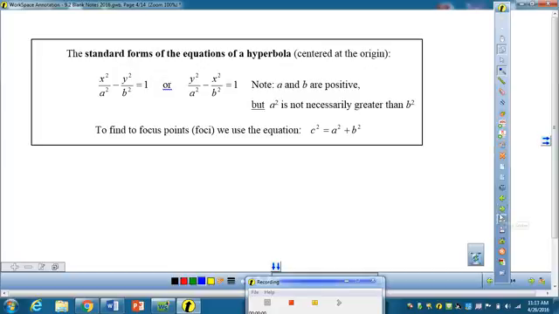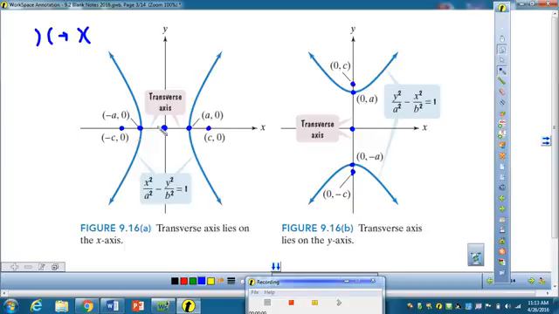Alright, so here again we have listed the standard forms of the equations of a hyperbola. Notice how both of these are centered at the origin. And another difference from a hyperbola to an ellipse is that a squared is not necessarily greater than b squared. The equation to find the focus points, the foci, is similar to the equation for an ellipse, but this time we're doing c squared equals a squared plus b squared. C still represents the distance from the center to a focus point.